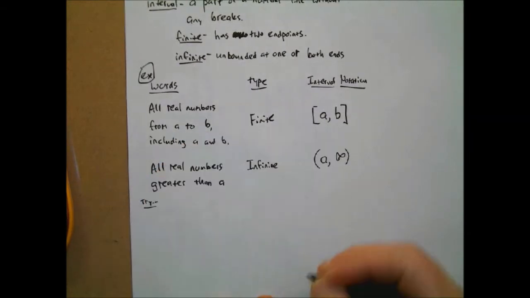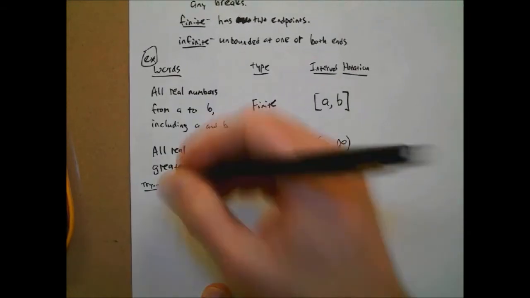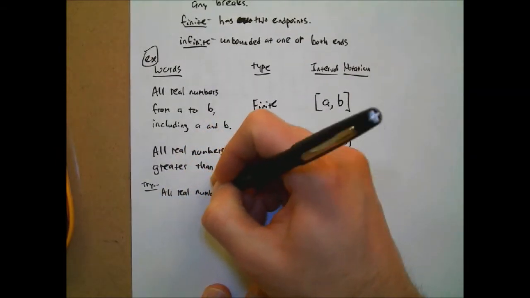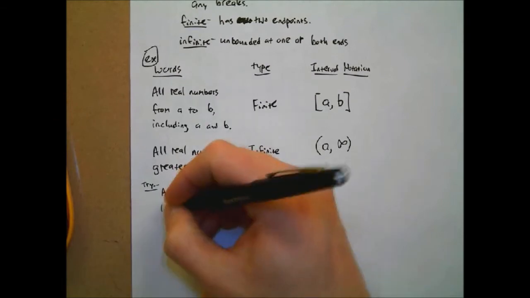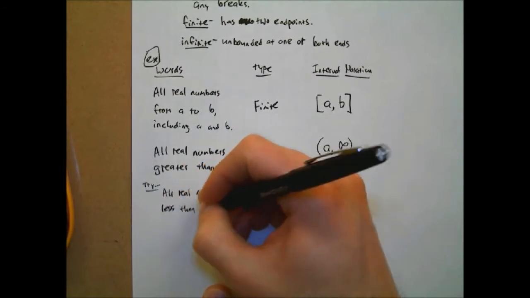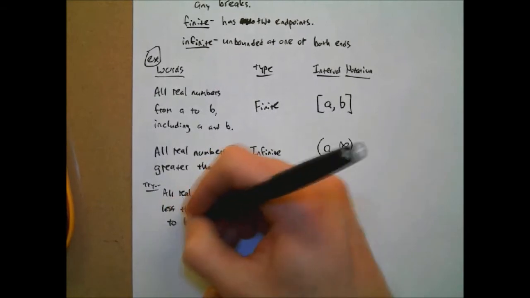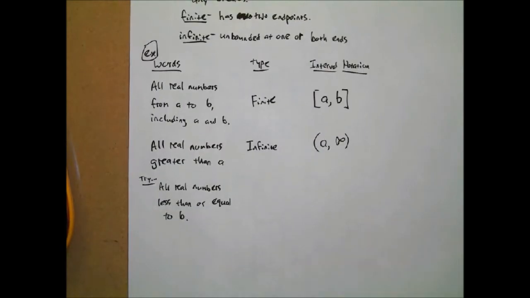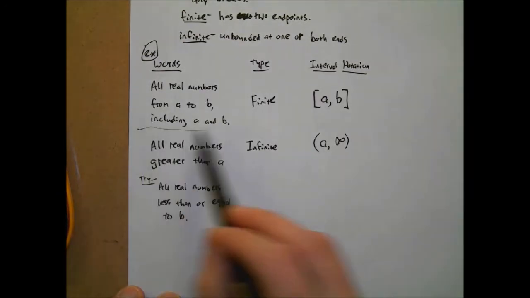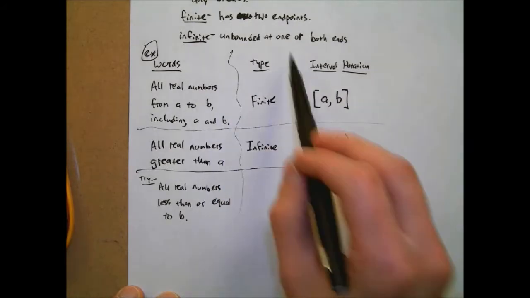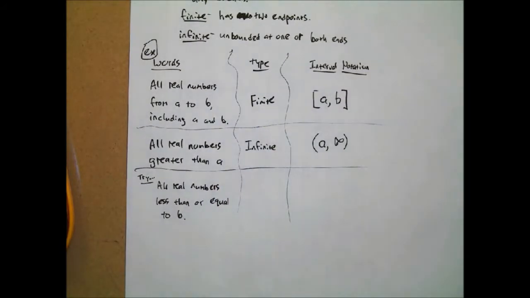Okay, so we'll try this one. All real numbers less than or equal to B. So take like 30 seconds there. Go ahead and try that. All real numbers less than or equal to B.